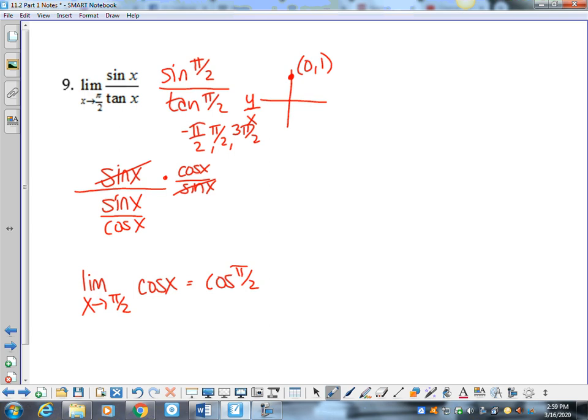Cosine of pi over 2, cosine is the x value. There you go. So don't be afraid of 0 as an answer. Be afraid of 0 in your denominator. 0 in your denominator means back up, try another avenue. But just a plain 0, 0 on the top, it's no big deal. You can have a limit that approaches 0.